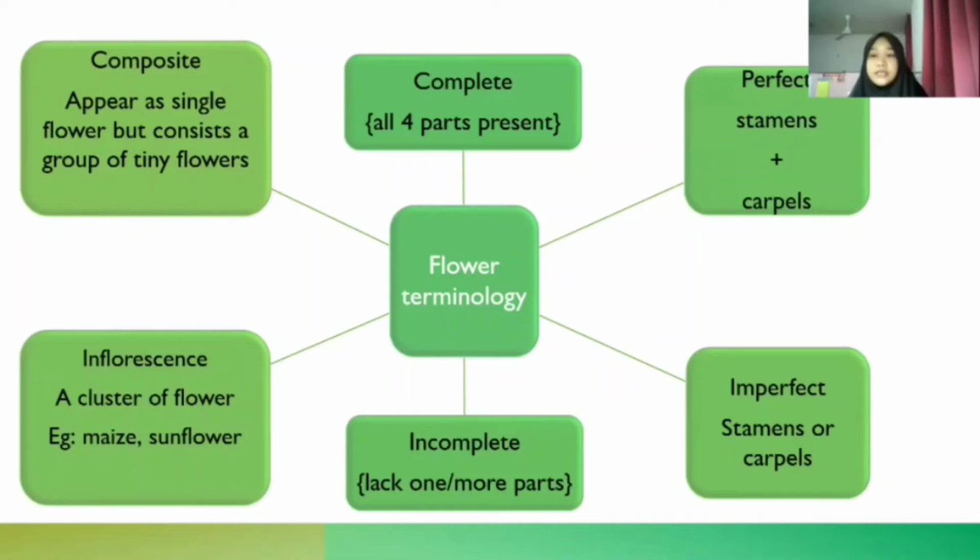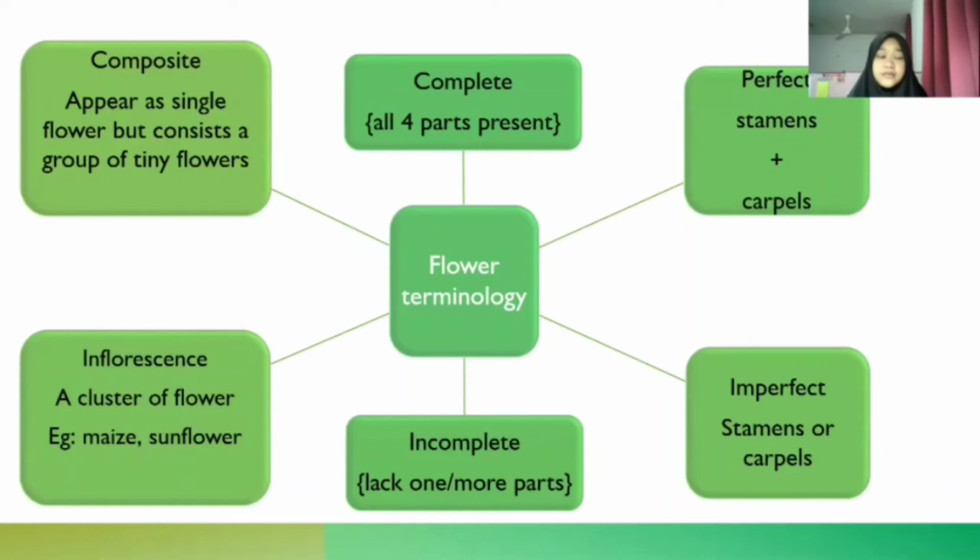The flower is considered a complete flower when it has four major parts, which are the sepals, petals, stamens, and carpel. The flower is considered incomplete when it lacks one or more major parts. Next are the perfect flowers. The perfect flower has both stamens and carpels, while the imperfect flower has either stamens or carpel.